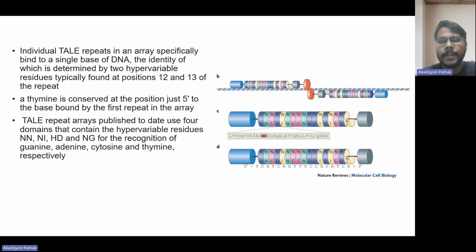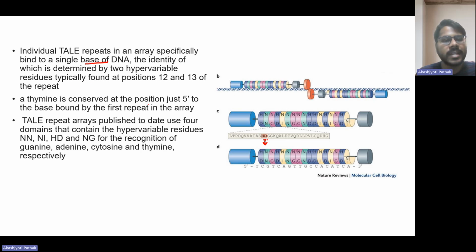So these DNA binding repeats are composed of 35 amino acid residues. And out of these 35 amino acid residues, the 12th and the 13th amino acid residues are different. All other residues are the same. So this 12th and 13th residue will decide which particular nucleotide base it has to go and bind. So that is what is explained here. The individual TAL repeat in an array specifically binds to a single base of the DNA. So which repeat decides which base it has to bind? That is done by this 12th and 13th residue.